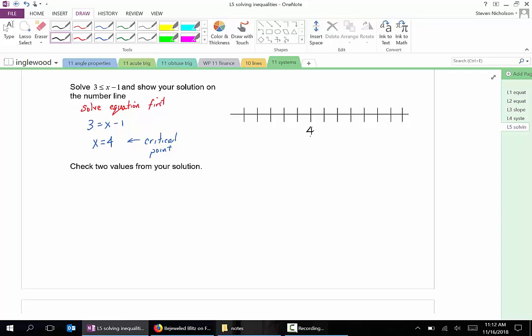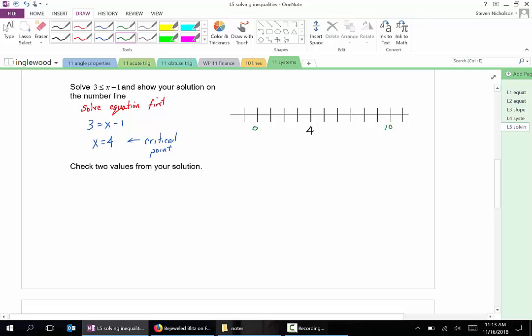Now here's what we're going to do, and I really like this method because you just simply pick a number on each side, and that's why I'm saying check two values for your solution. You pick a number on each side and you see which side makes this true. So in this case right here, I would pick really simple numbers, numbers that are really easy to do, whether you do them in your head or on a piece of paper, but I'm going to choose 0 and 10.